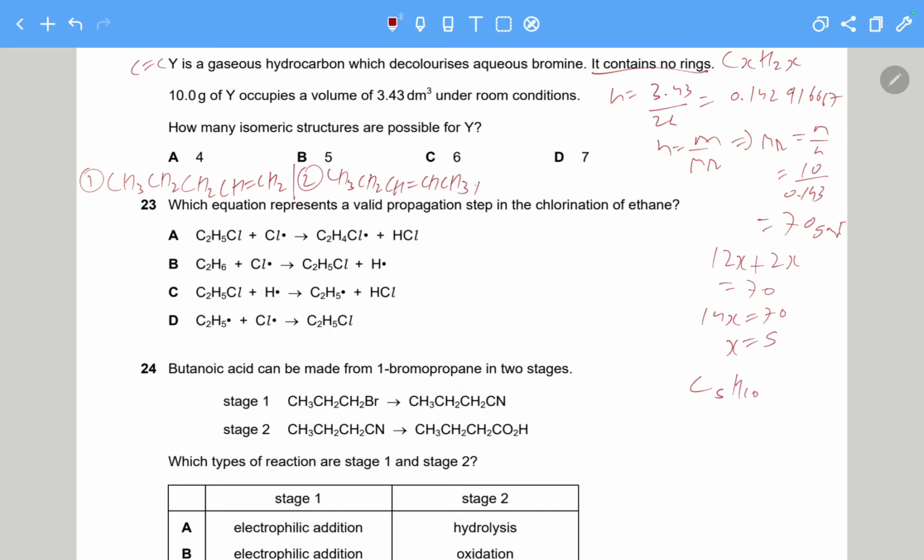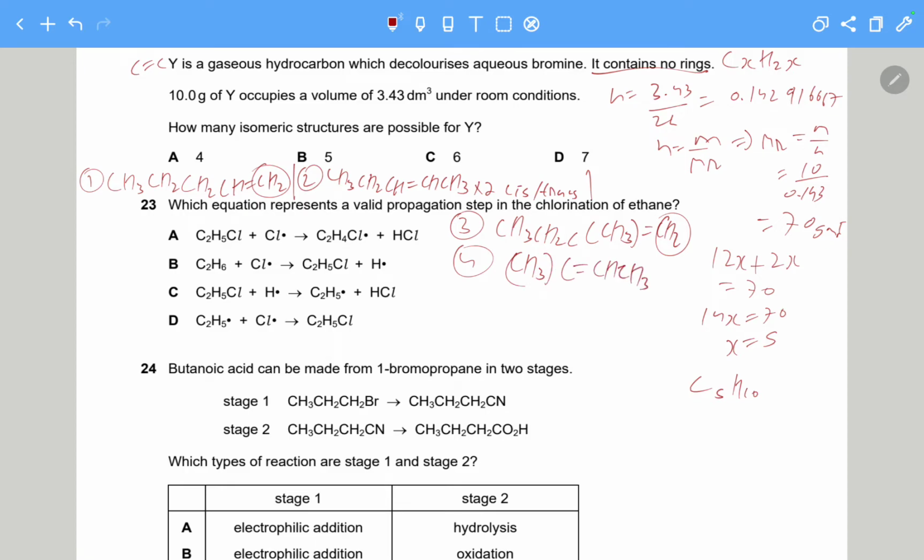Now this will be counted 2 times because of cis and trans isomers. The first one will not have geometric isomers because this carbon atom is attached to 2 identical groups. And then the third one we have CH3, CH2, C, CH3, CH2, and this one will not have cis trans isomers again because of this carbon atom. Then 4, CH3, C, CH, CH3.